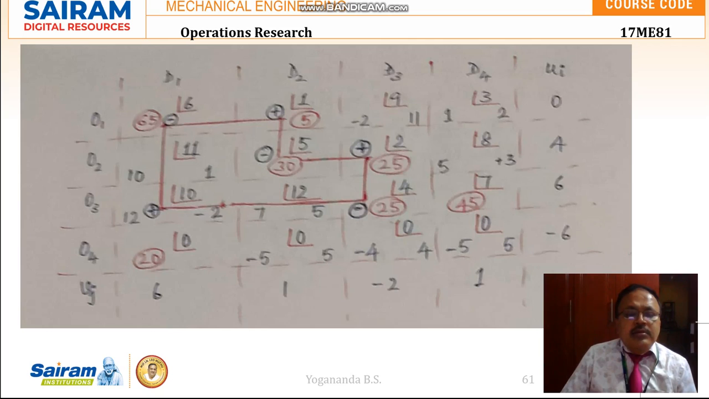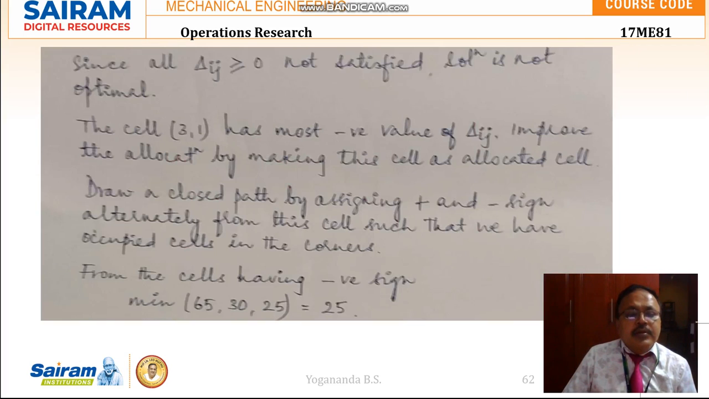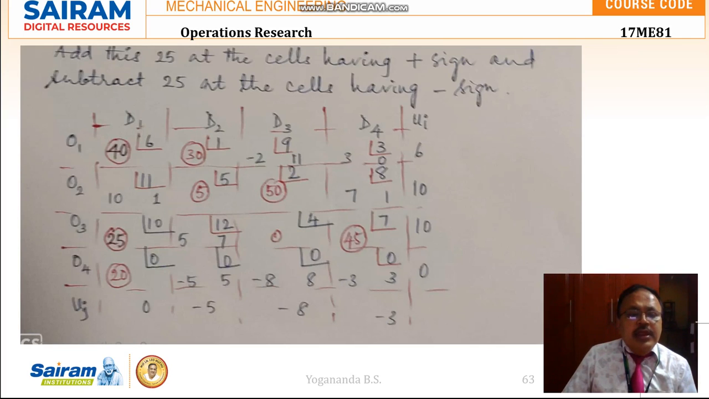Here this was not allocated earlier. Now 25 will be allocated here. So 25 is allocated here. This is the final allocation with the improvement. Now the cost will be 40 into 6 plus 30 into 1 plus 5 into 5 plus 50 into 2 plus 45 into 7 plus 25 into 10 plus 20 into 0. This is the final allocation. Thank you.